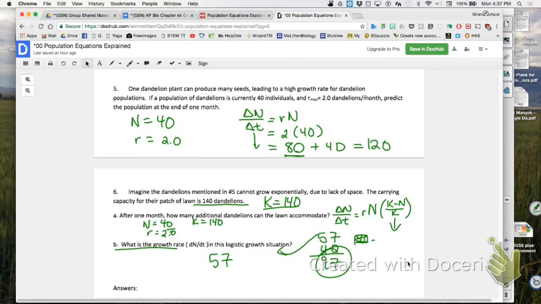So if you really wanted to know what that is after 1 month, I'm going back to this one. I just think this question's a little bit confusing, but after 1 month of growth, if we are impacted by our carrying capacity, you could say 140 is our carrying capacity minus how many dandelions we would have at the end of 1 month. So it could then still take another 43 dandelions. I guess that's how you could answer that particular question. All right, hope that's helpful.